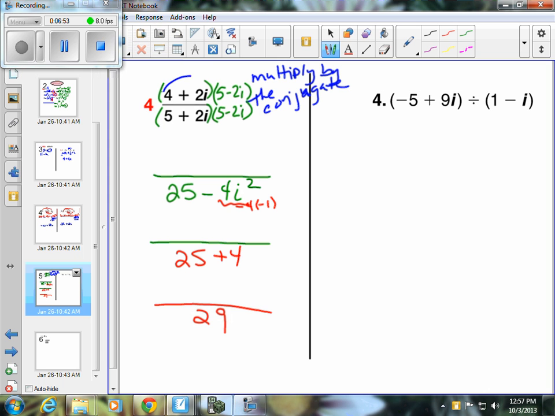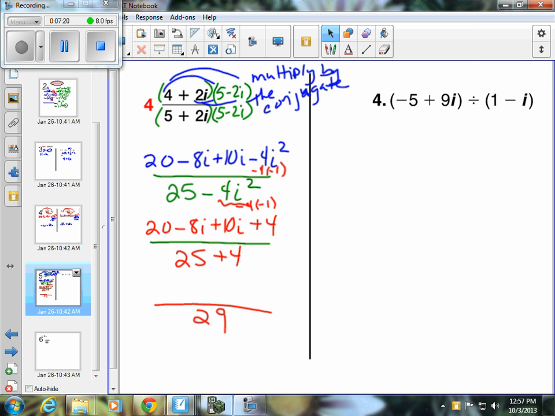On the top, you're just doing the arithmetic. First, outside, inside, last. So it would be 20 minus 8i plus 10i, and then minus 4i squared. So again, same deal. I got to take a look at that minus 4i squared. That's going to be the same as plus 4. Negative 4 times a negative 1. So I have 20 minus 8i plus 10i plus 4, and then I can put my like terms together. So put the 20 and the 4 together, so 24, and then plus 2i.